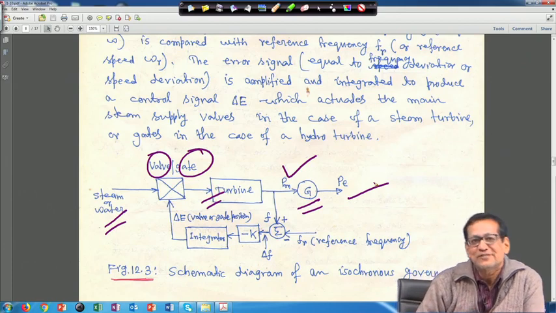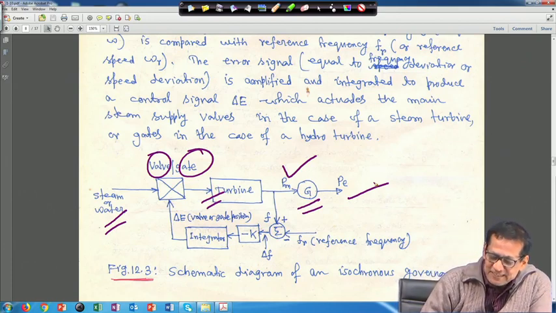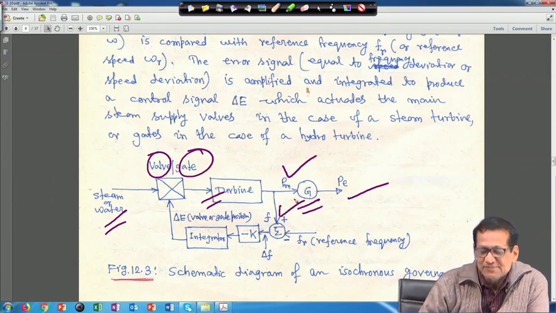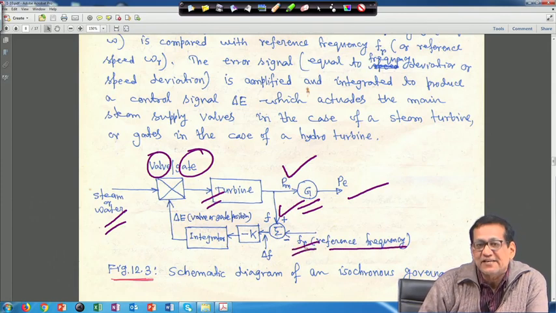So, P is equal to say Pm, and then this frequency is sensed, because the turbine generator is a rotating shaft, right, and your frequency is sensed from that. So, the frequency is measured, say f, and this is a reference frequency that you have set, that is your set point, and you are comparing these two.